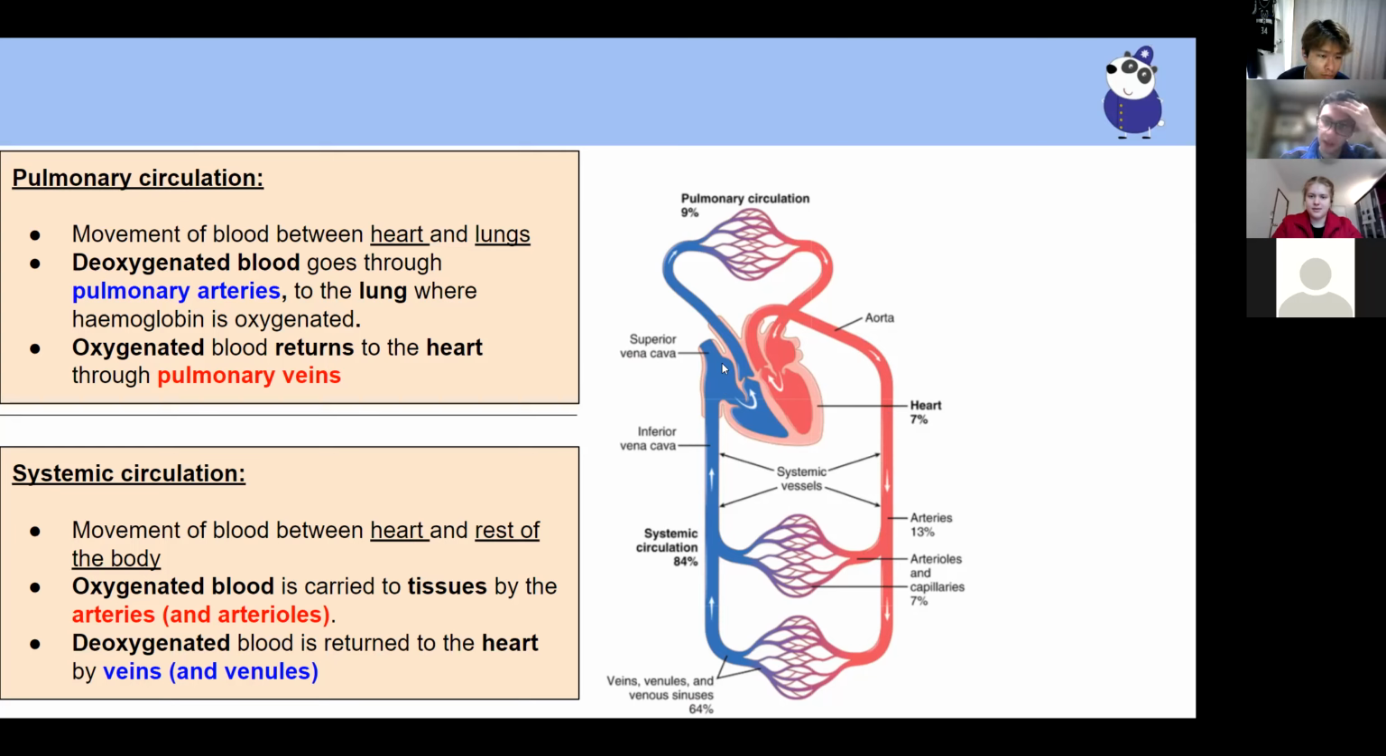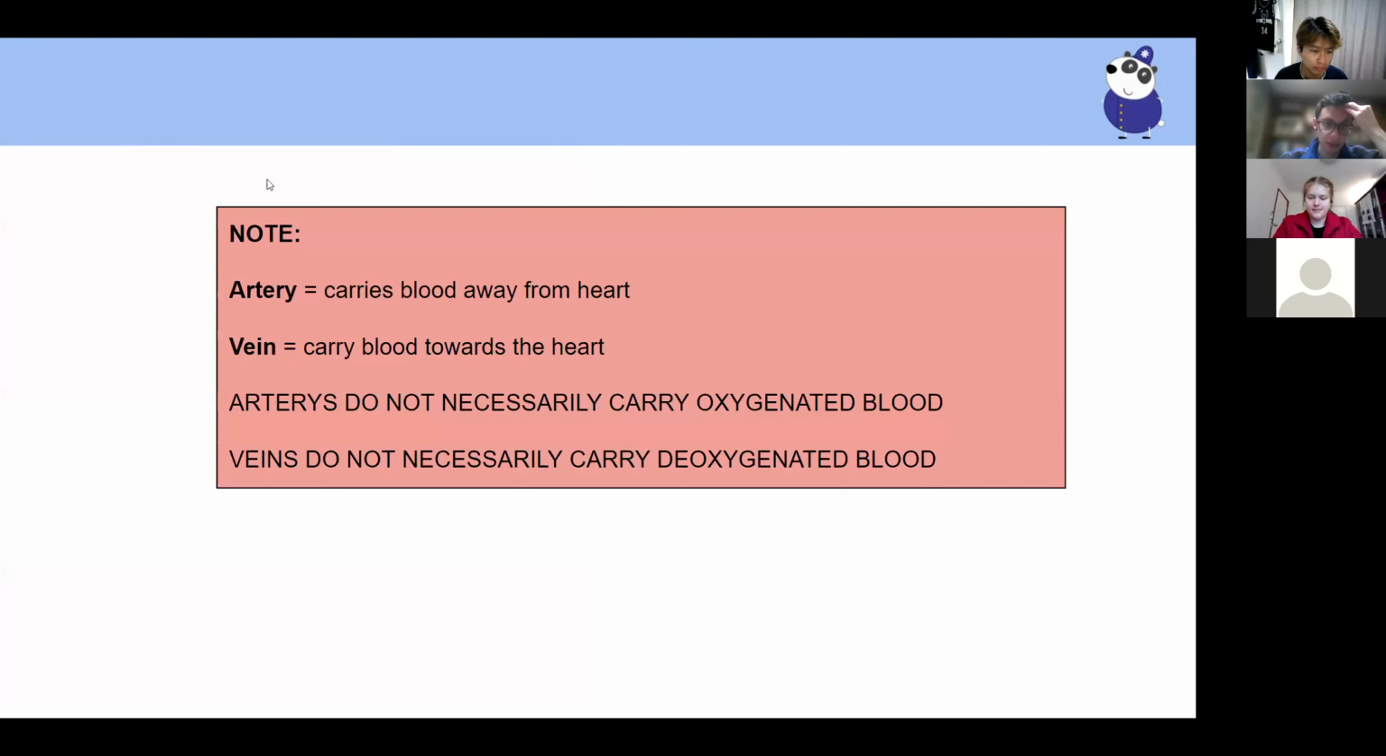Important to know that arteries, systemic arteries especially, are often high pressure, and you can see that because they have a lot thicker muscular walls, so they can compress at a lot higher pressure. So hopefully you're fairly well orientated now. This is just making the point that arteries carry blood away from the heart, veins carry blood toward the heart, and it has nothing to do with the oxygenation of the blood.